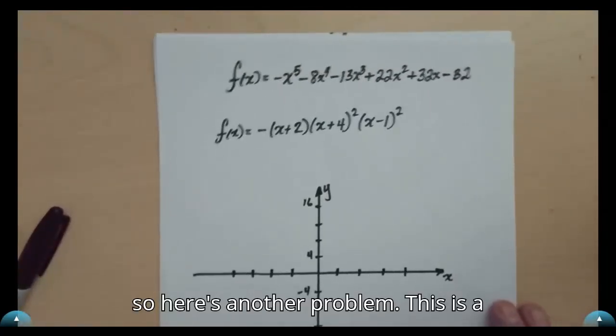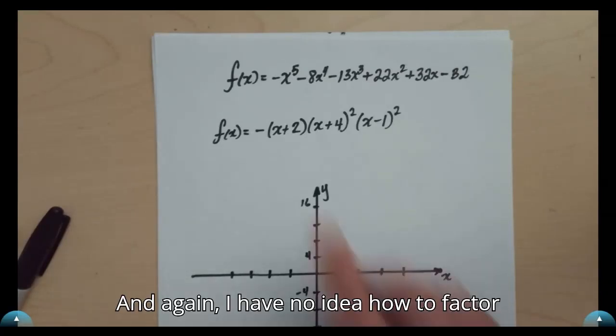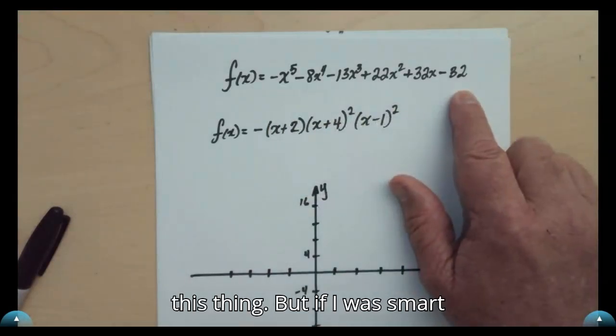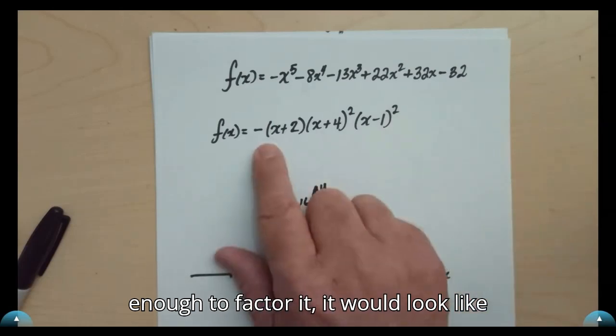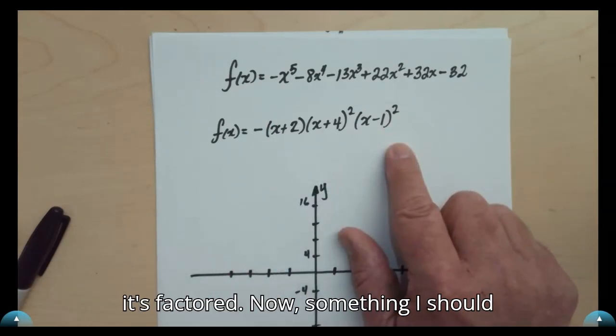Here's another problem. This is a fifth degree polynomial function. And again, I have no idea how to factor this thing. But if I was smart enough to factor it, it would look like this. That's what it looks like when it's factored.